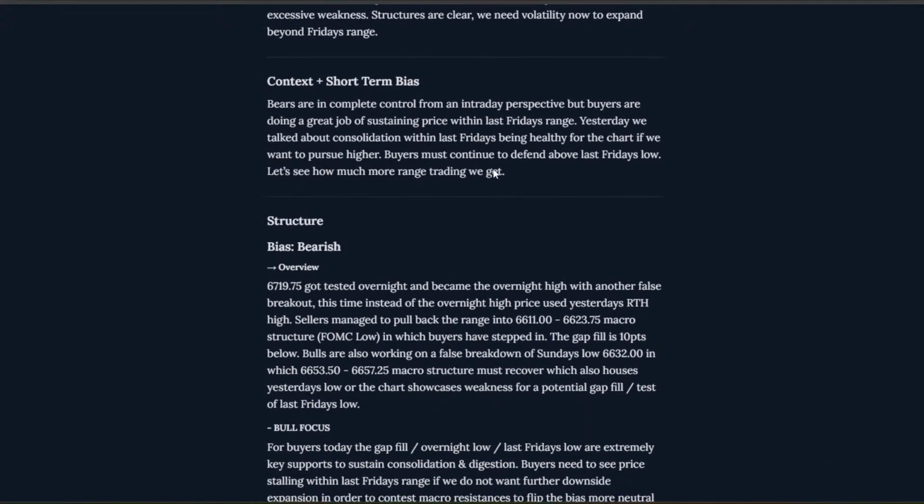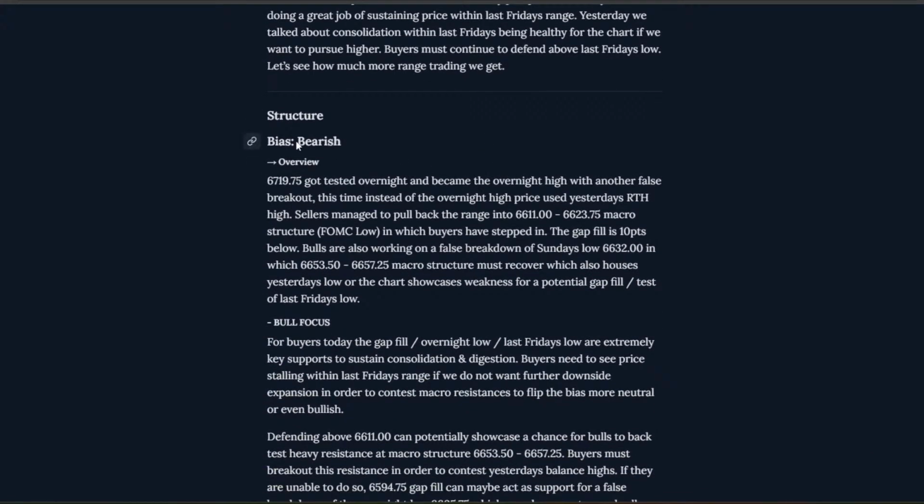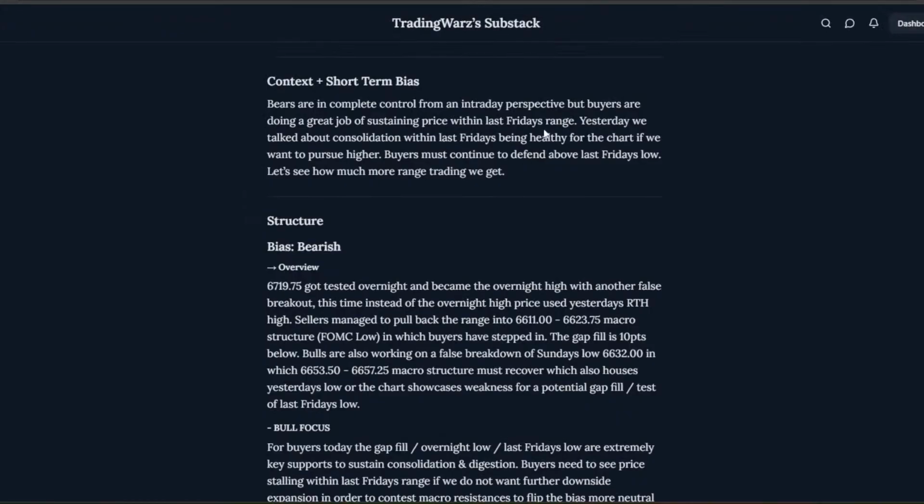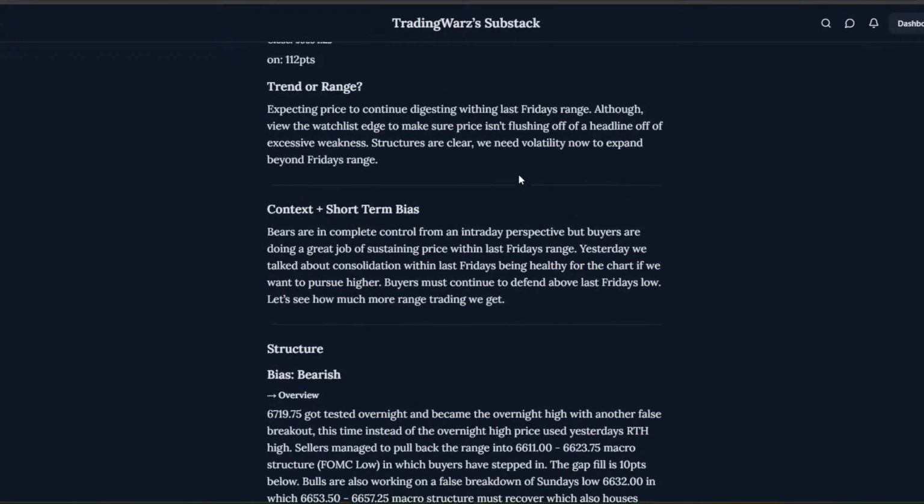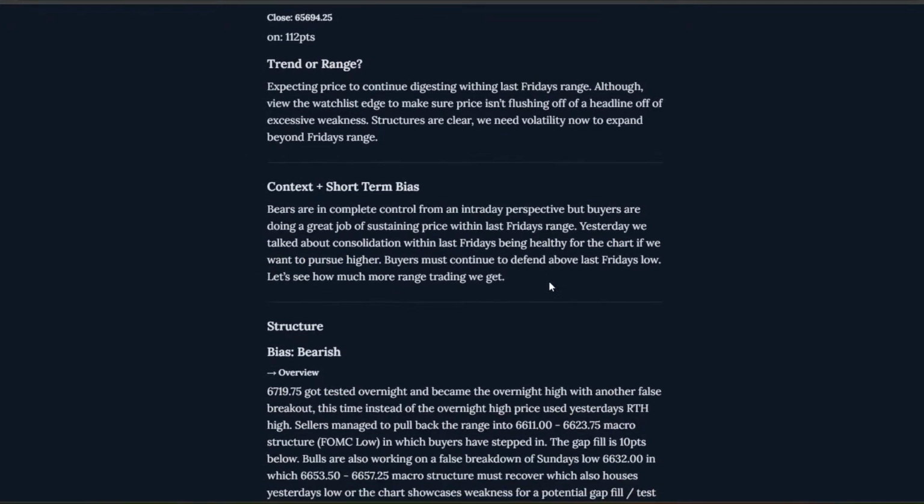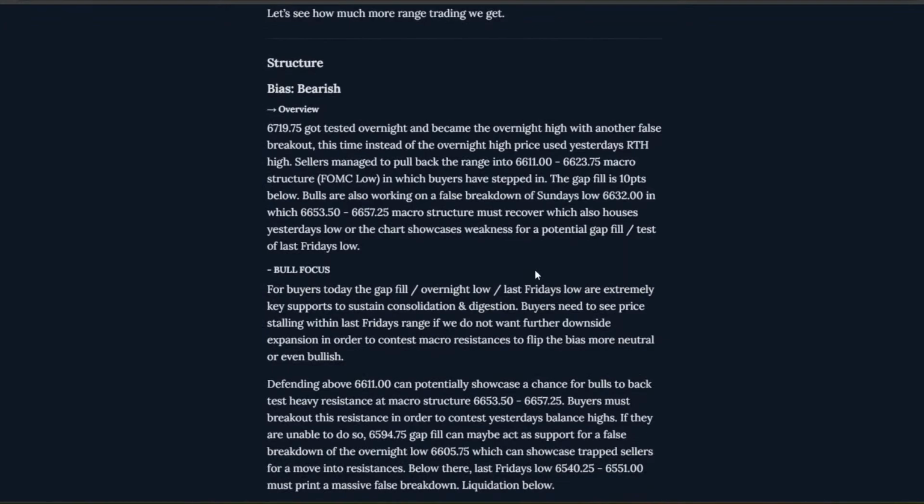Let's continue reading onwards here. Let's talk about the structure. So the bias is bearish, right? But go back to the short-term bias yesterday. We talked about consolidation within last Friday being healthy for the charts if we want to pursue higher. And if we are going to create a range day, that's going to give us some edge to the buy side, regardless if the overall structure of the intraday charts is indeed bearish until proven otherwise, right?